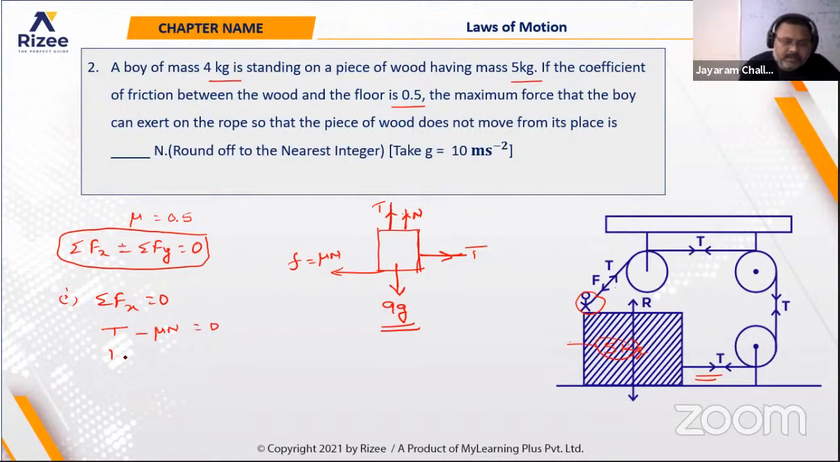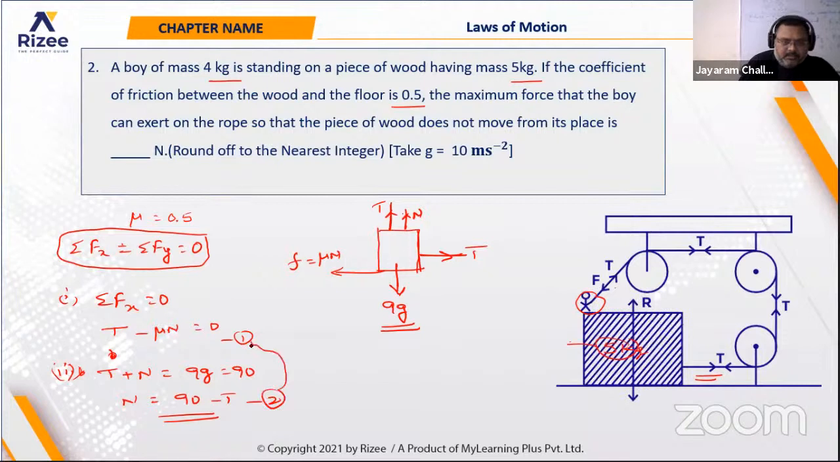What is the N value, sir? Okay, let's get that by taking the upward forces. So equation 2, total upward forces: T plus N is equal to 9g, which is equal to 90 here. Then your normal reaction can be written as 90 minus T. So this is equation 2, and if I take the earlier one as 1 and this as 2, substitute this 2 in this one.